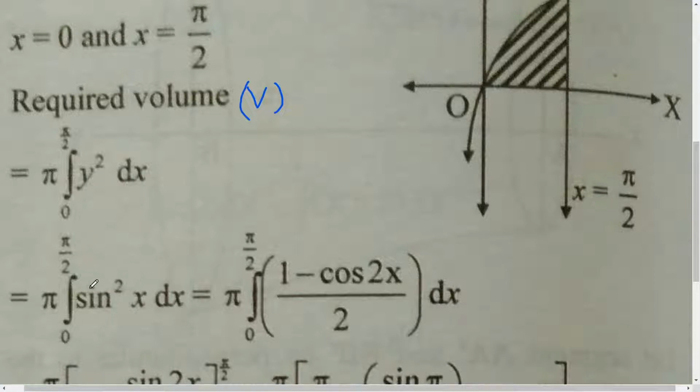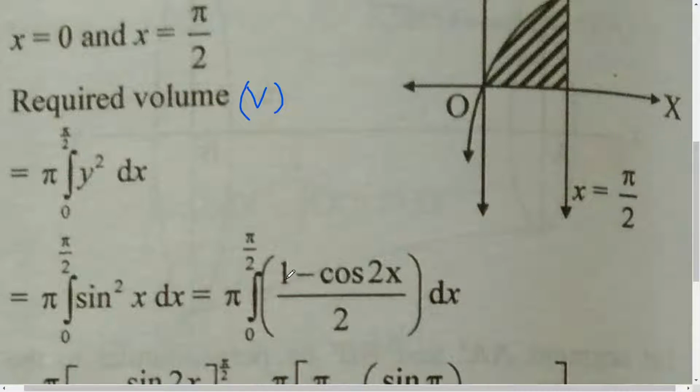But the integral of sin square x dx has no direct formula, so we should convert it in terms of (1 minus cos 2x) entire upon 2. It is a formula: (1 minus cos 2x) upon 2 equals sin square x. So pi into integral of 0 to pi upon 2, (1 minus cos 2x) entire upon 2 into dx. This formula is obtained from cos 2x equals 1 minus 2 sin square x. Transferring it, we get sin square x equals (1 minus cos 2x) upon 2.